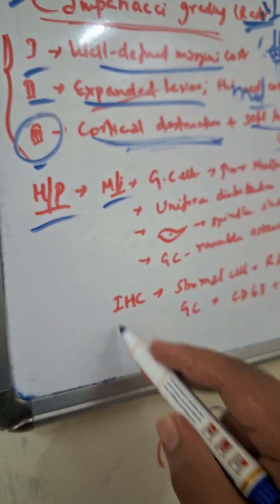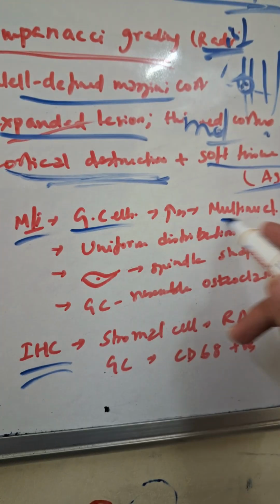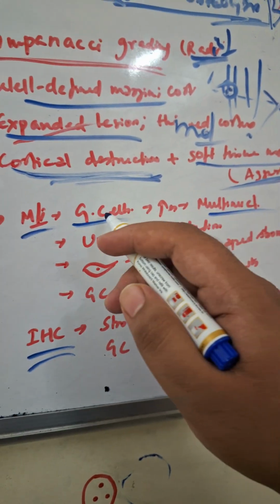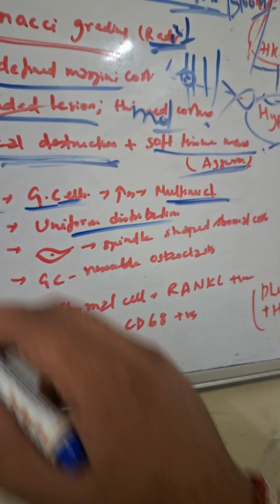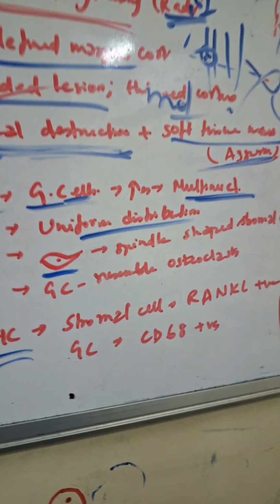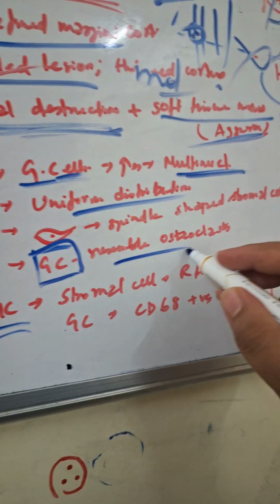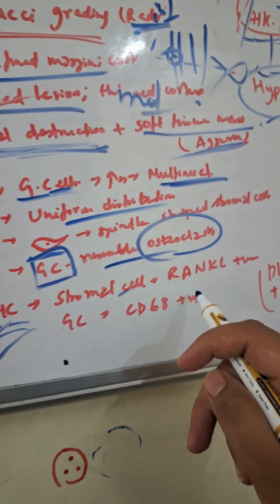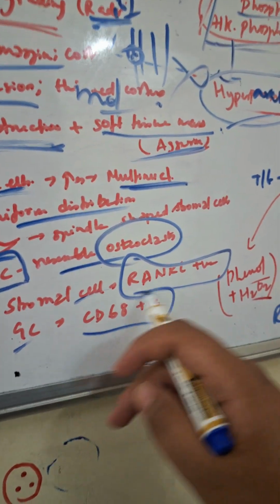Understood? Looking into the histopathology, the microscopic feature and immunohistochemistry. In the microscopic feature, giant cells will be increased, obviously multinucleated, with uniform distribution. In the background you will see spindle-shaped stromal cells, and this giant cell will resemble an osteoclast. In immunohistochemistry you will see the stromal cell is RANKL positive, and the giant cell will be CD68 positive marker.